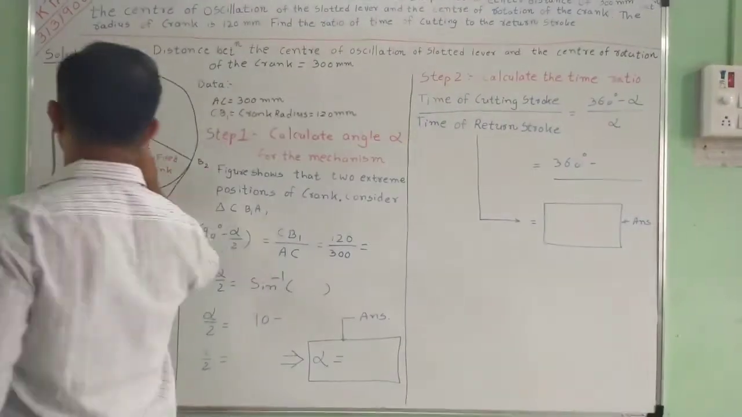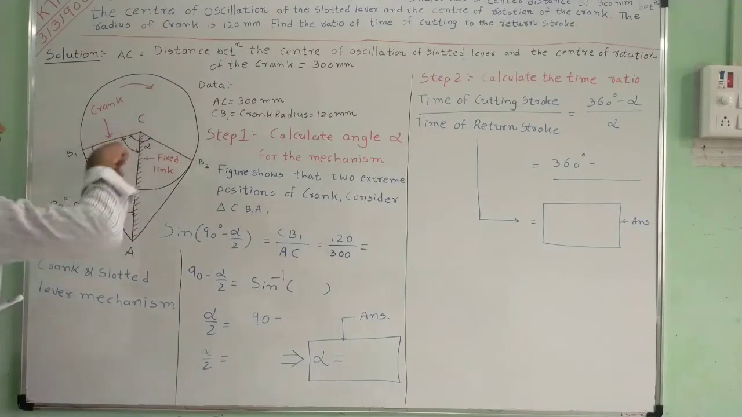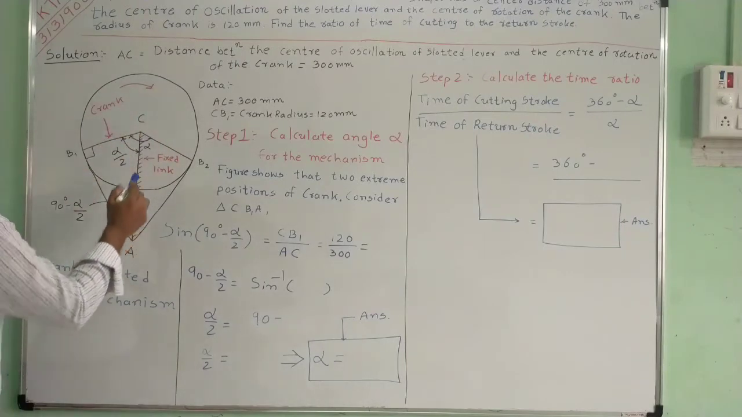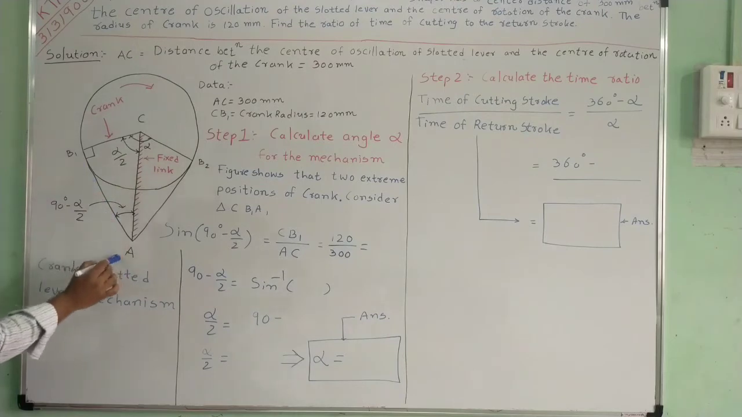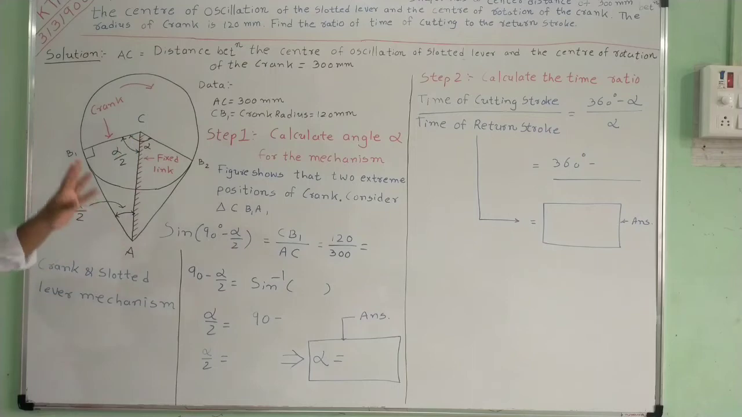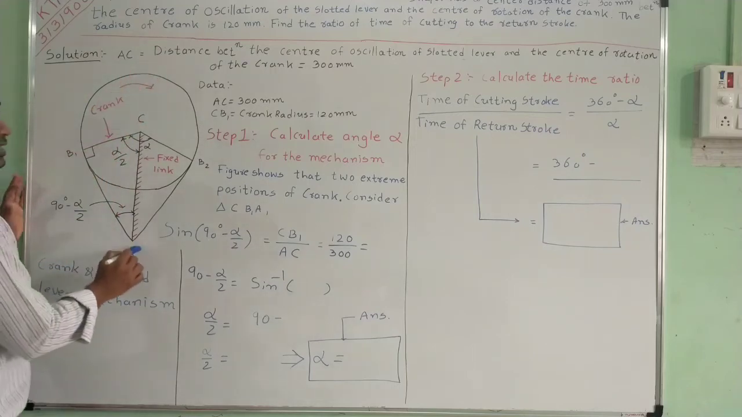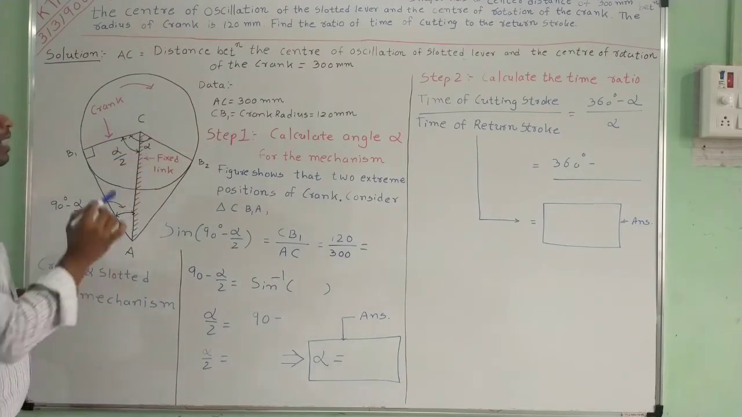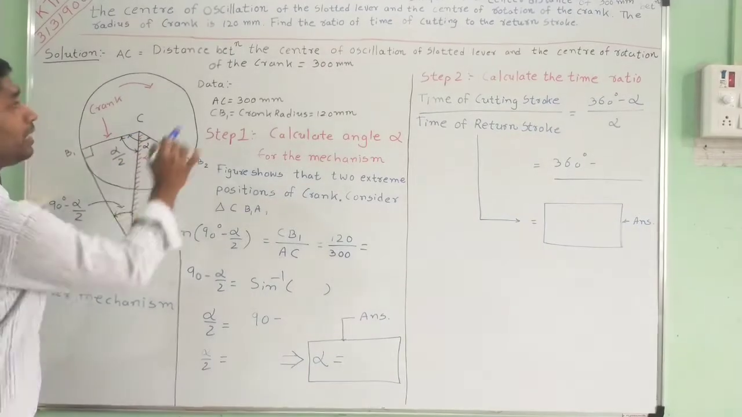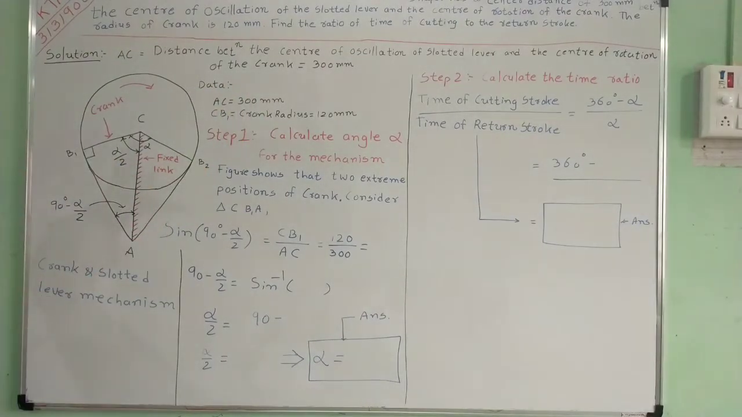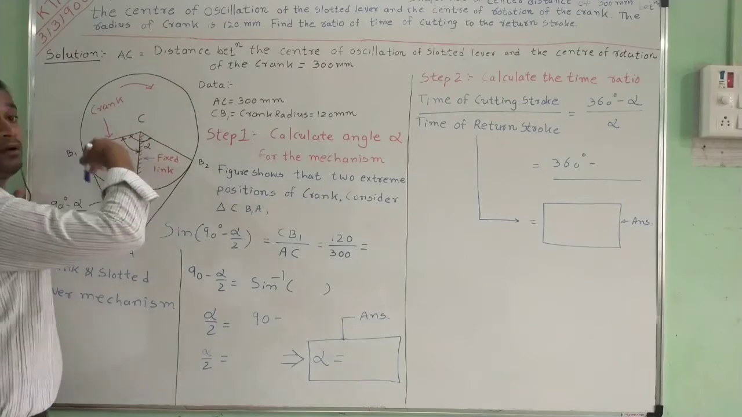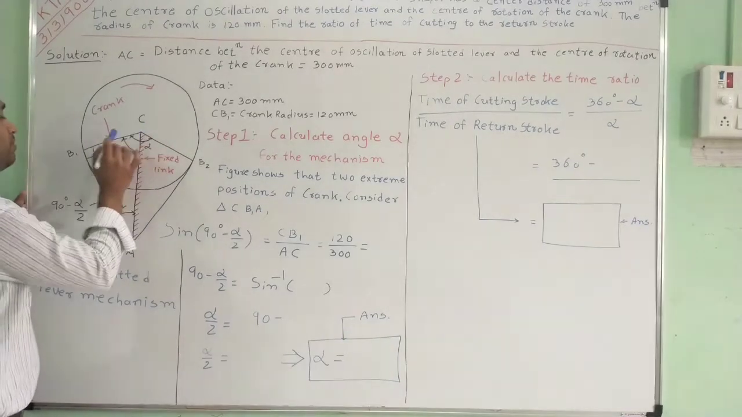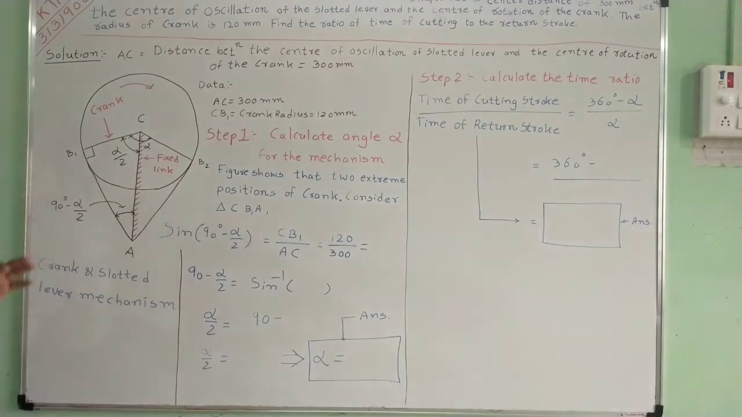So first, draw the figure of the crank and slotted lever mechanism. C is the center of the crank, A is the center of the oscillation, and the data given is AC. AC is a fixed length, the distance between the center of oscillation of the slotted lever and the center of rotation of the crank. This AC is given 300 mm. Then the crank radius: C is the center of the rotation of the crank, and CB1 is the radius of the crank.